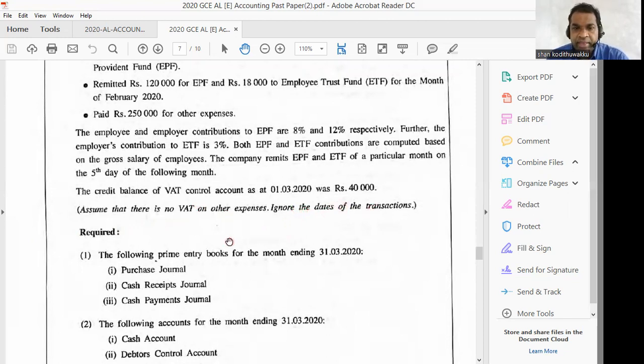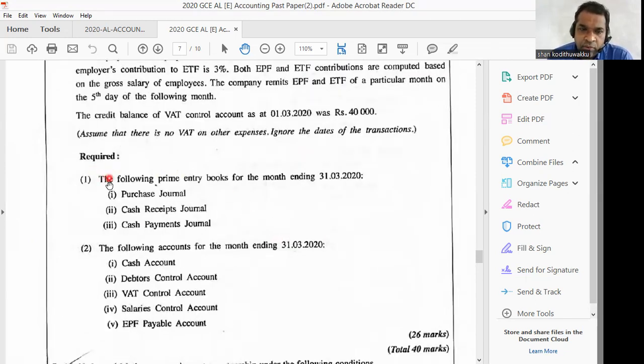That means sometimes at the examination, you are given the date the transaction occurred. But here they have asked you to assume that there is no VAT on other expenses. And also they have mentioned to ignore the dates of the transaction. That means for normal expenses, no VAT, and also we don't need to consider dates.